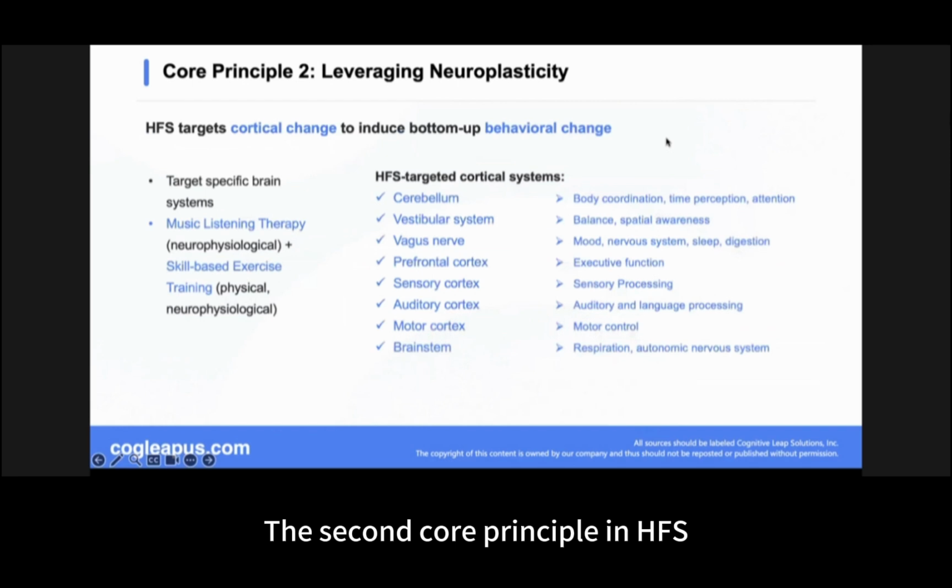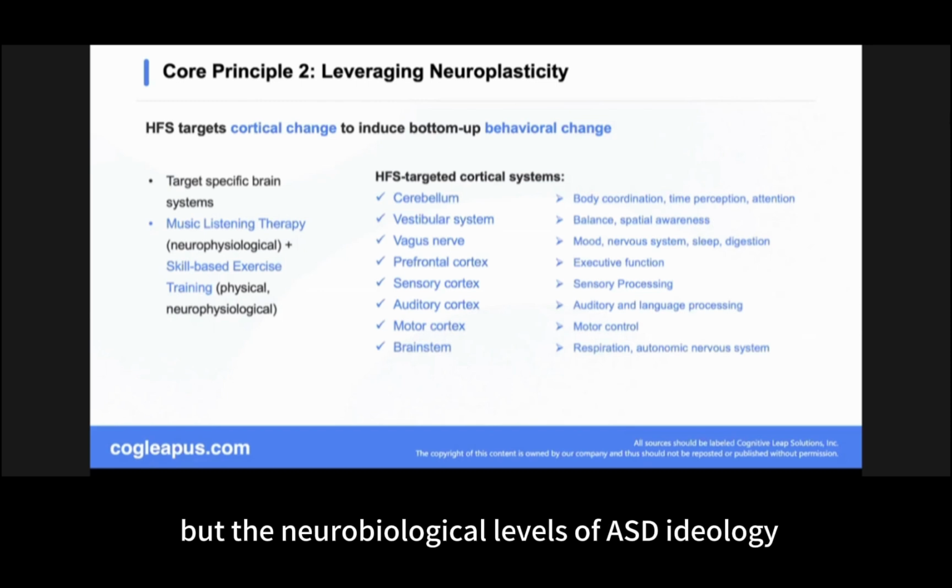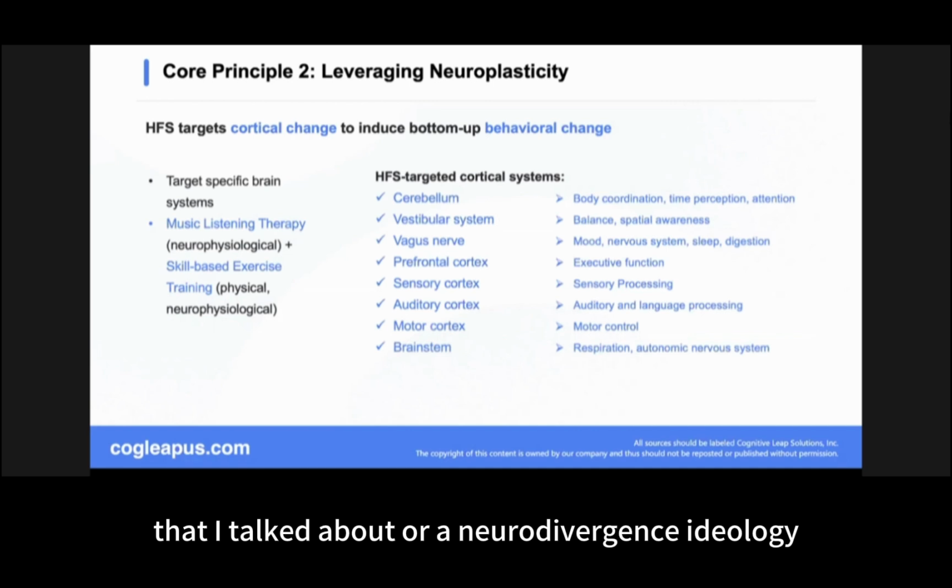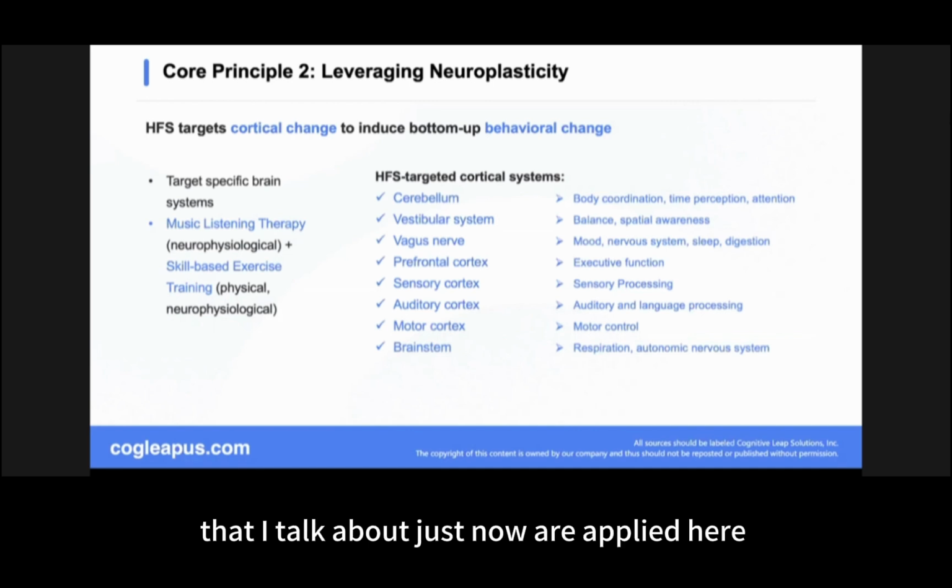The second core principle in HFS is that we really leverage neuroplasticity. Not only do we know that children's brains are more plastic than in adult life, but the neurobiological levels of ASD etiology, or neurodivergence etiology, that I talked about just now are applied here, because we want to target cortical change to induce bottom-up behavioral change.